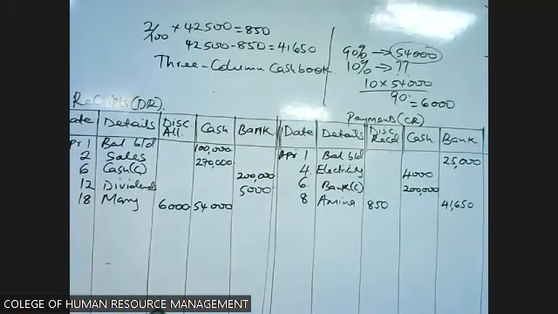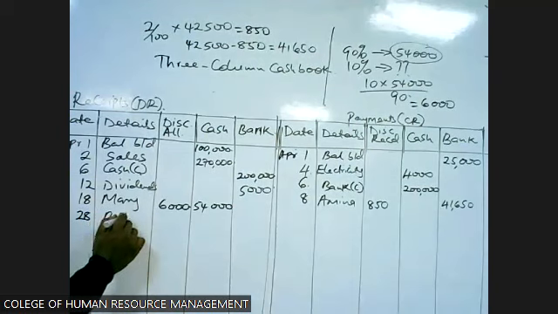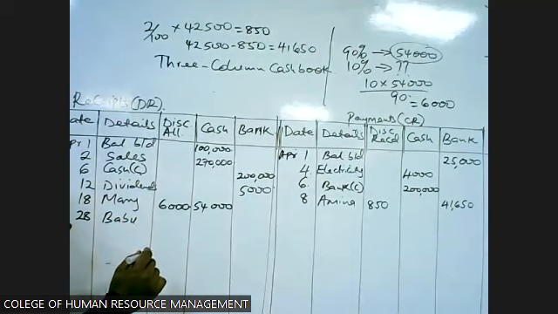On the 28th, received a check of 70,000 from Babu. So on the 28th, money is coming in from Babu. How much? A check of 70,000.